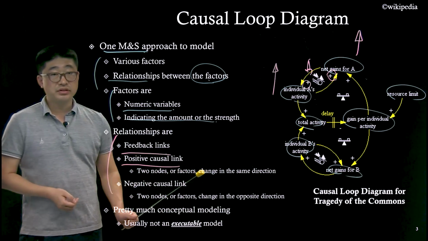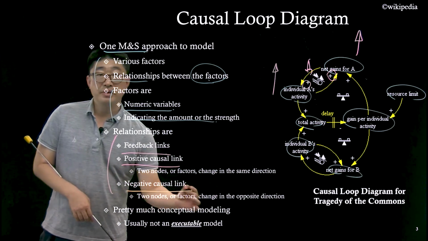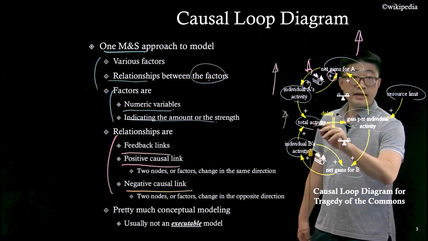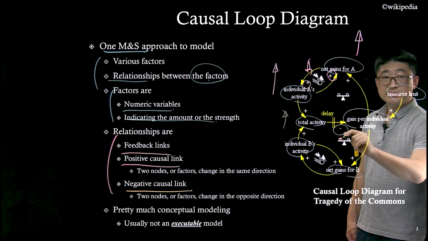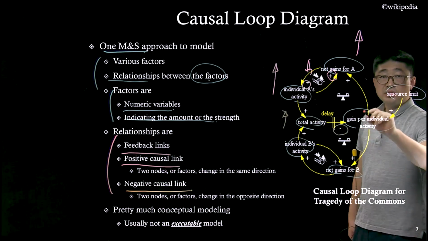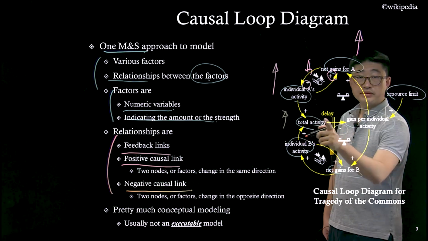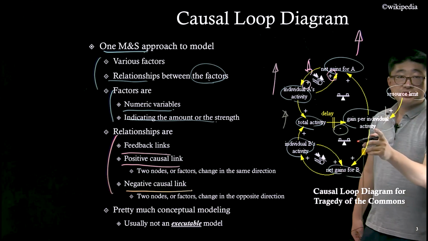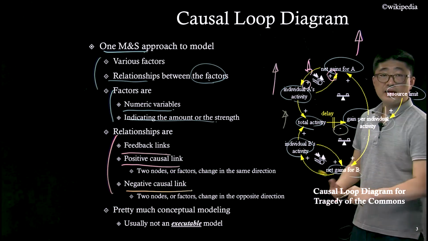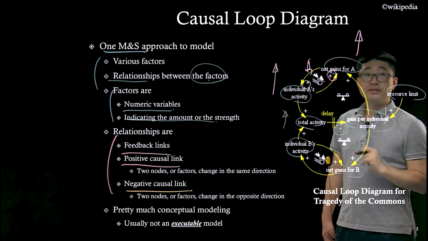The two nodes or factors change in the same direction. Otherwise, there are other links which are called negative causal links. For example, let's say here, total activity, if it goes up, then here it says minus. It specifies minus here, and if total activity goes up, then the gain from individual activity coming from this effect will lower this factor to a certain degree. That is specified in this causal loop diagram, from total activity to the gain per individual activity. There is a causal link here, specified as a negative causal link. And if the source's impact is increased, then the destination's impact is going to be decreased, right?